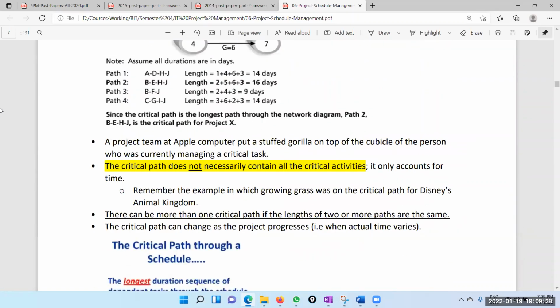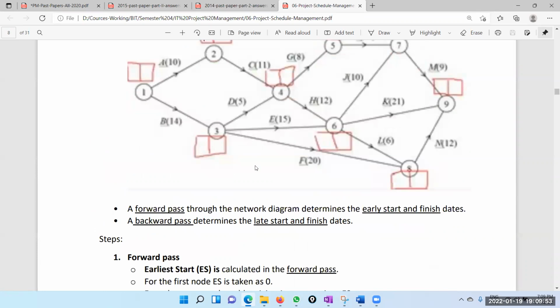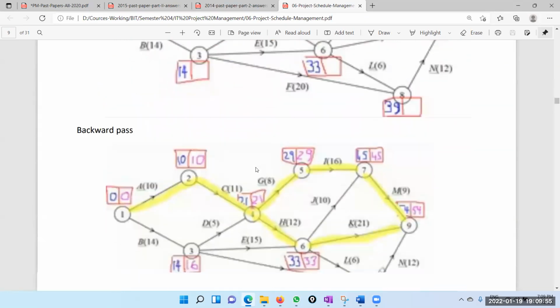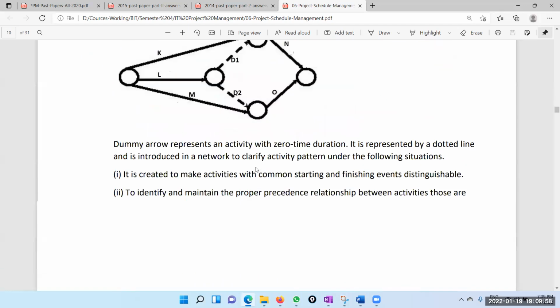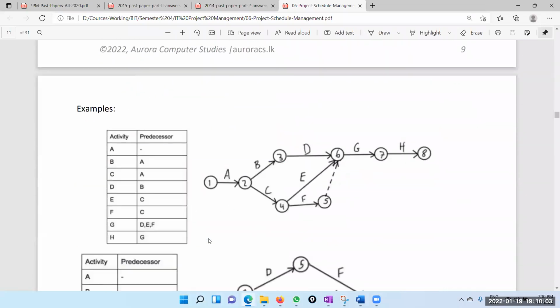So most of the time, when the question is complex, you have to go for activity on node. But when the problem is simple, sometimes activity on arrow is going to be easier. Anyway, we are not going to do the activity on arrow today again, because we discussed that last time. We discussed this question last time, and the use of dummy activities as well when there are complicated dependencies.